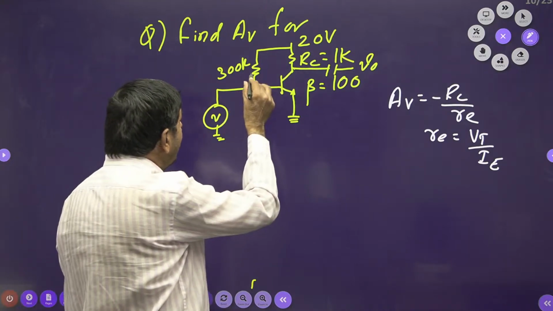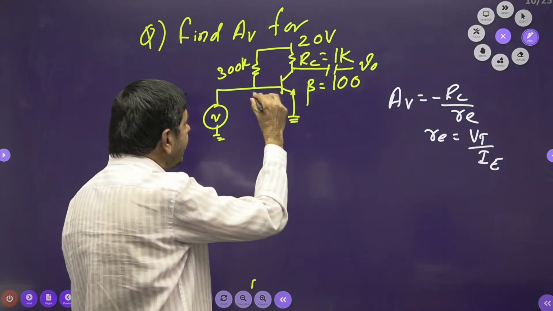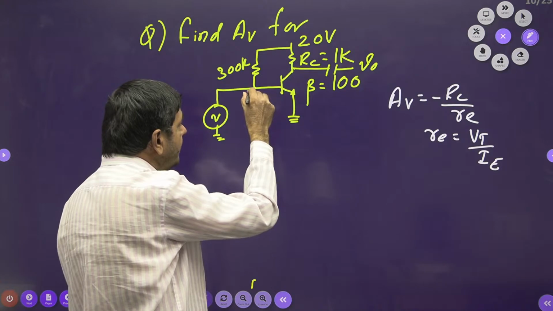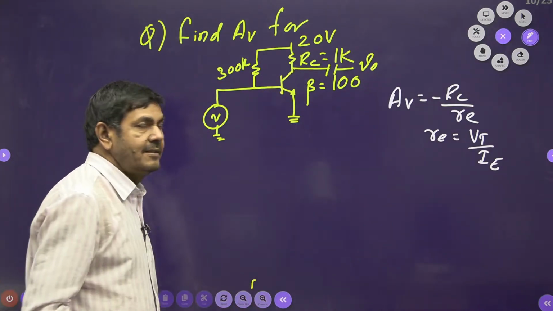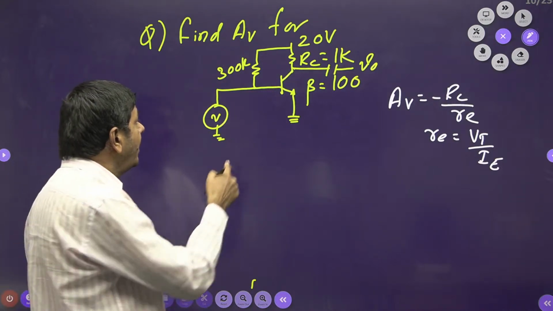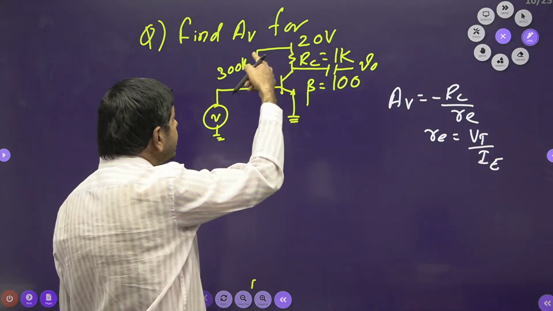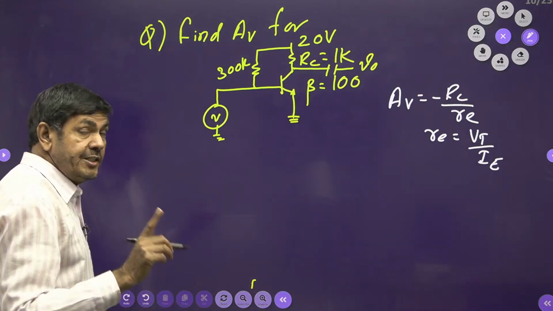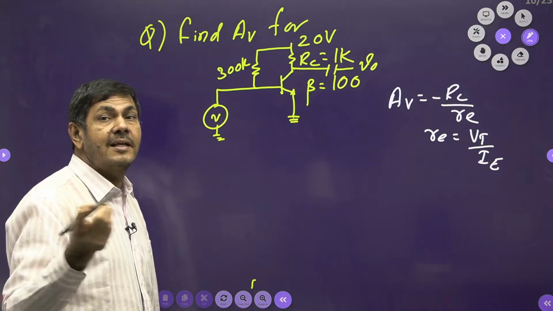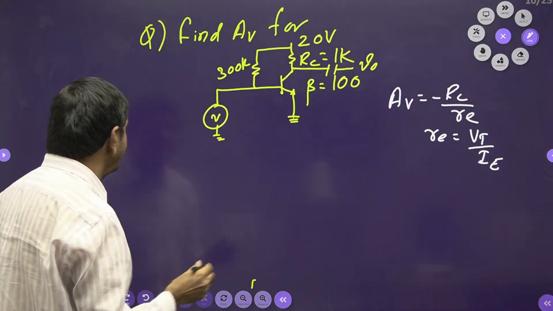If R1 and R2 are given, I can find the VB value, as in the last problem, and by using VB I can get the IE value. But here I don't have any R2. A fixed biasing is given on this side, so you need to find IB. Without IB, we can't get IE. You must find the IB value.